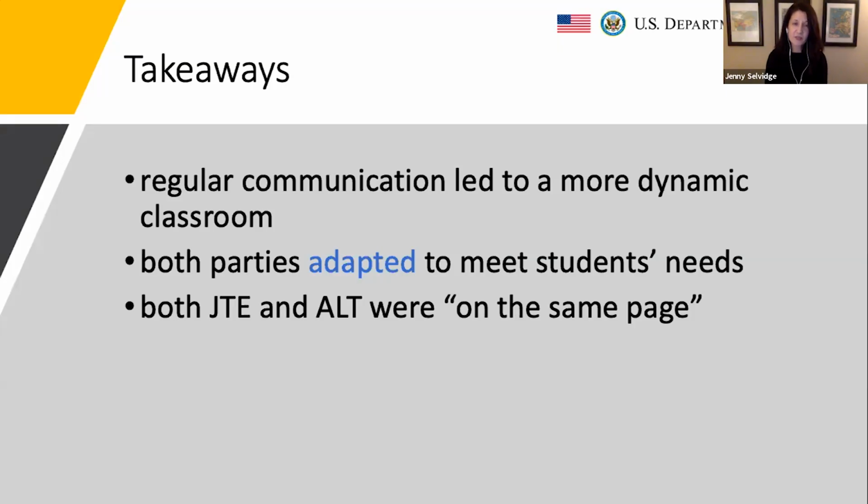So some takeaways from this comment. Regular communication led to a more dynamic classroom. And both parties adapted to meet the students' needs. And they were on the same page. I don't know if you're familiar with that term, but they both knew what was going to happen. So it wasn't that one was just kind of wondering what's going to happen today. They were both on the same page from the start. Let's hear from the ALT in that partnership.